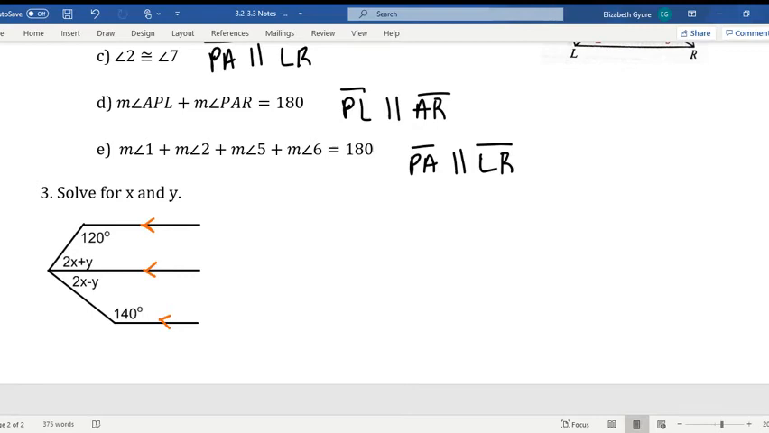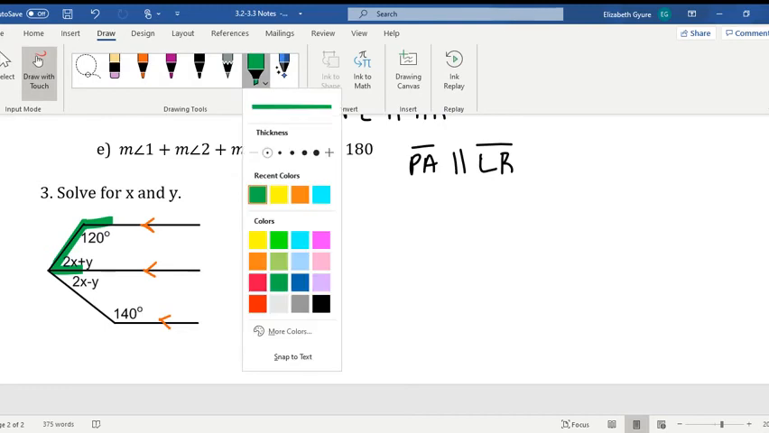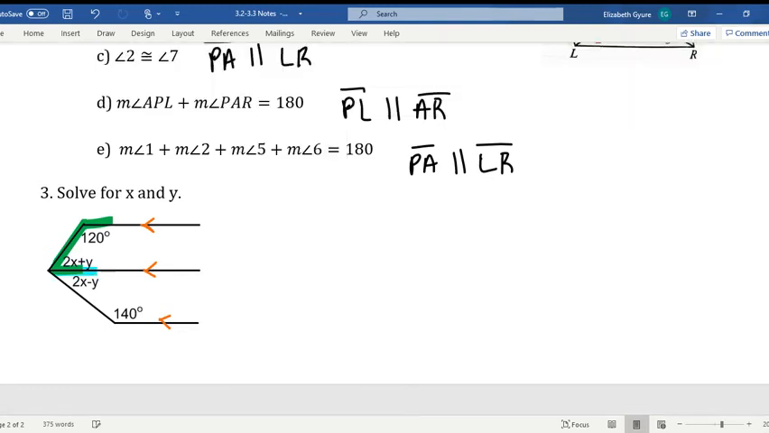And what we actually have here is an angle relationship. We have same side interior angles with 120 and 2x plus y. And we also have same side interior angles with 2x minus y and 140. And if our lines are parallel, then our same side interior angles are going to be supplementary. So that's how we're going to set up our equations.